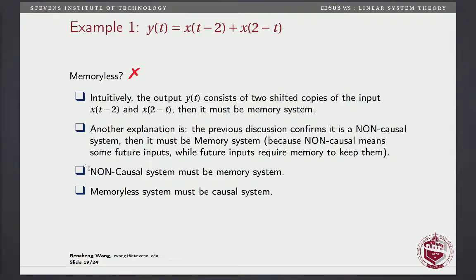Generalized, we have 2 statements here. One, if you have a non-causal system, this must be a memory system, because non-causal means you need the future, and future means you need to remember what happens in the future. If you have a memoryless system, what does it mean? Nothing future, nothing past, only current. If you only have current, you have no future, so of course this must be a causal system.